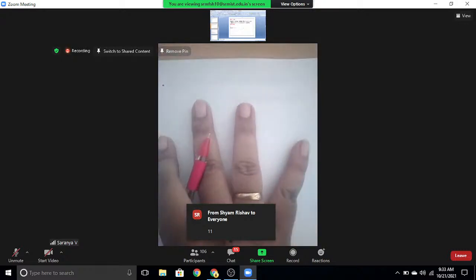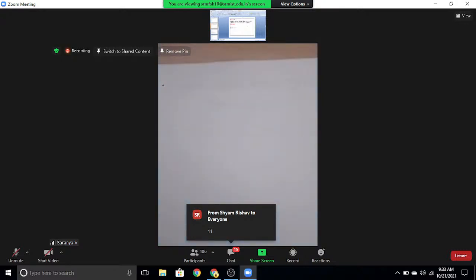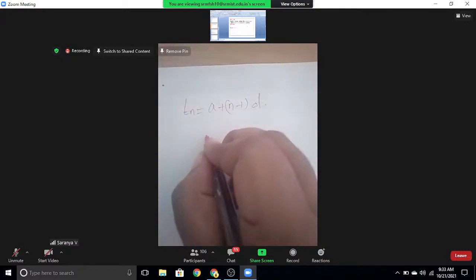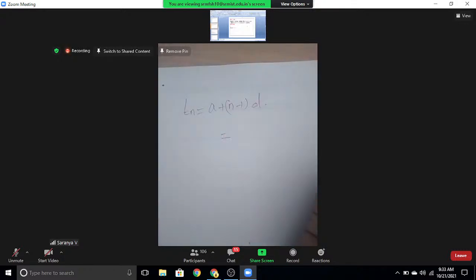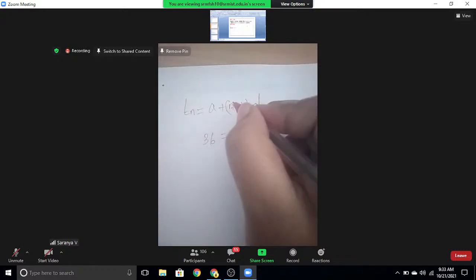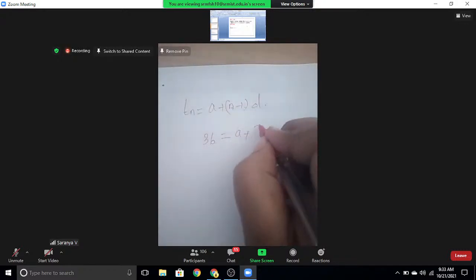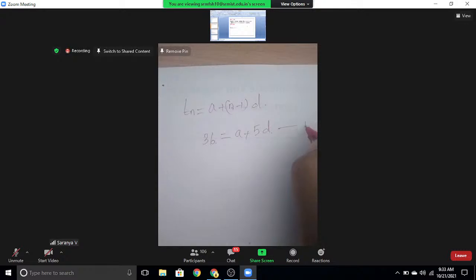In this question, sixth term is given and the 10th term is given. Very good, Sham. Sixth term is given and the 10th term is given, which means what? So a plus n minus 1 into d is the formula to find the nth term. So if it is the sixth term, 36 is your sixth term, which means what? a plus, n is 6, so n minus 1 will be 5d. That is your first equation.